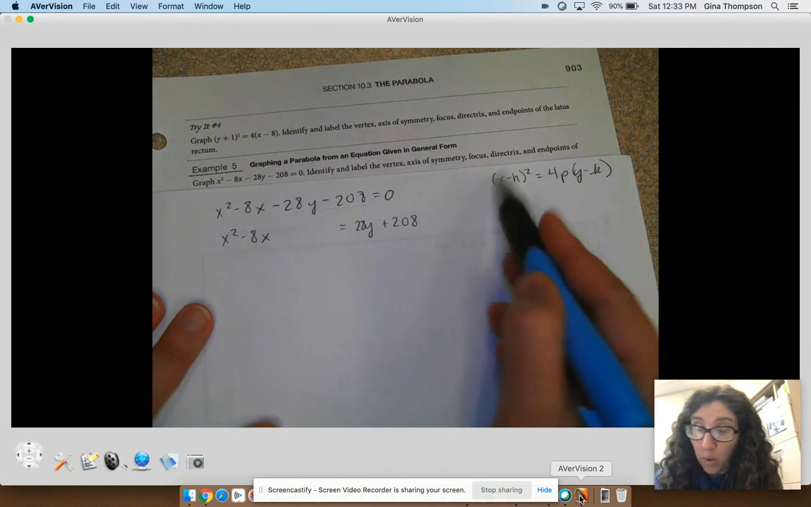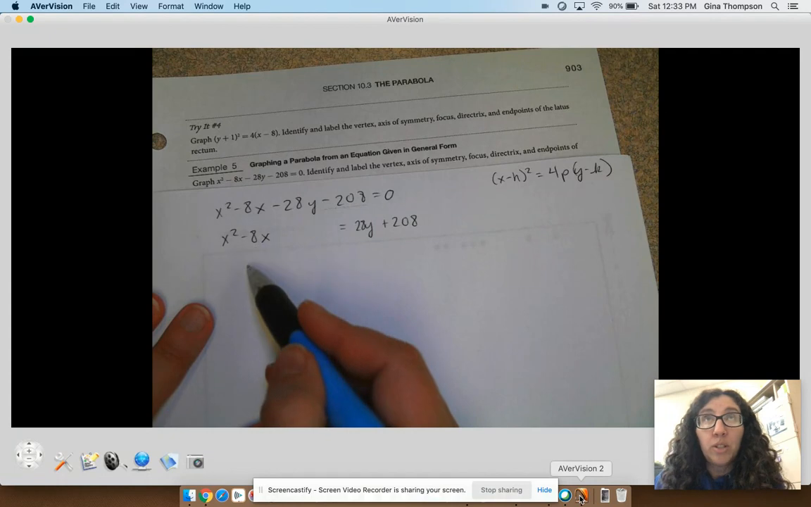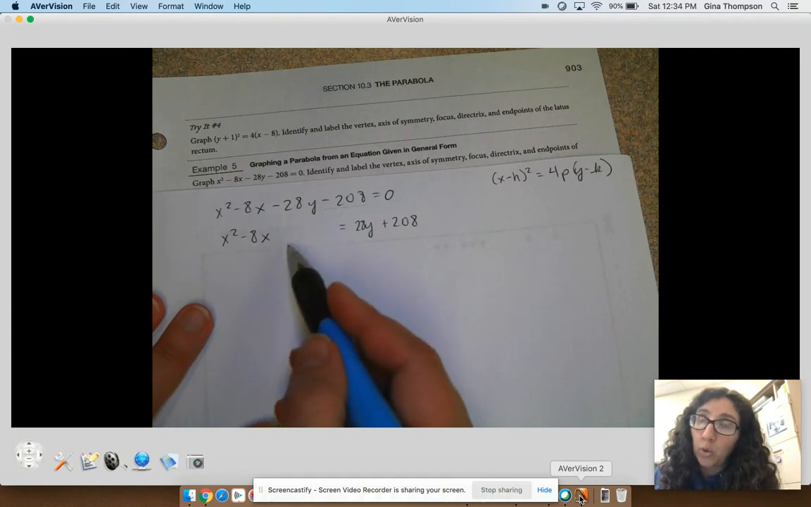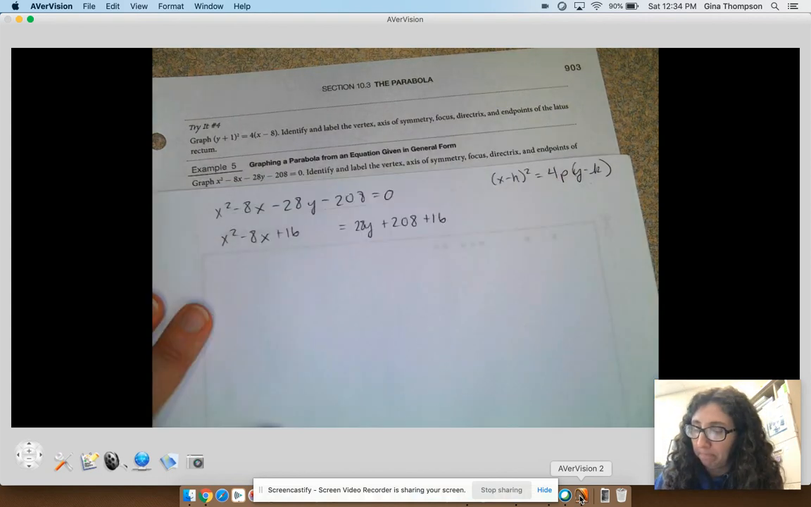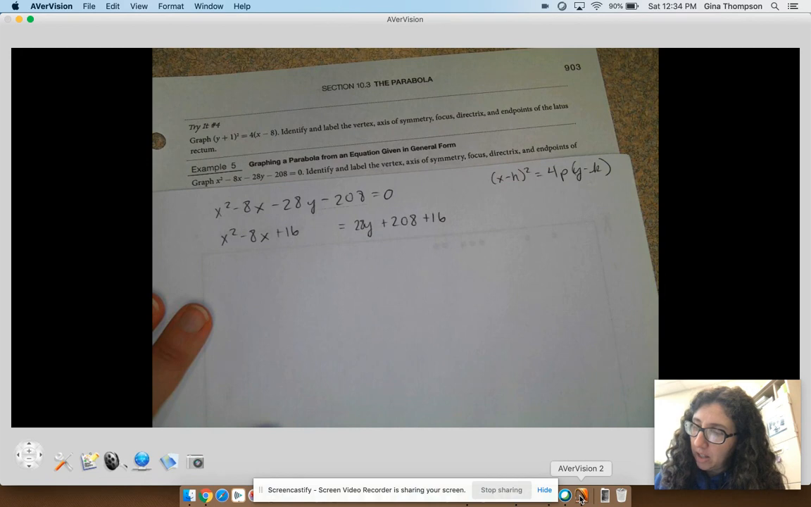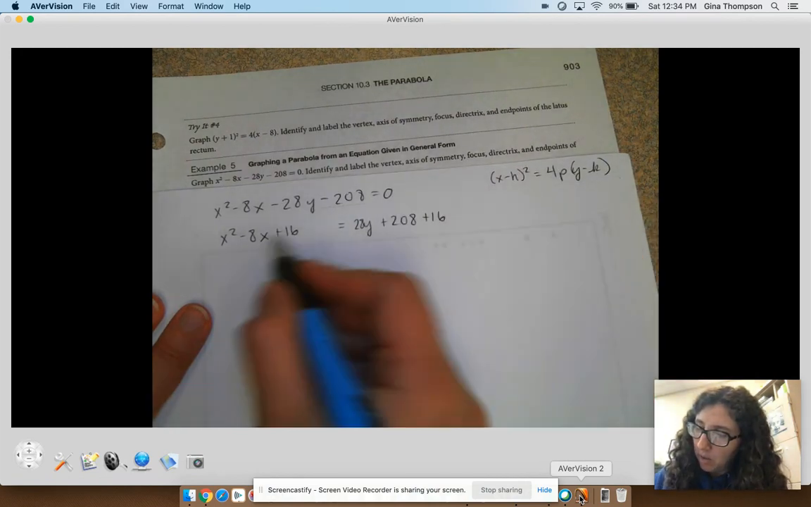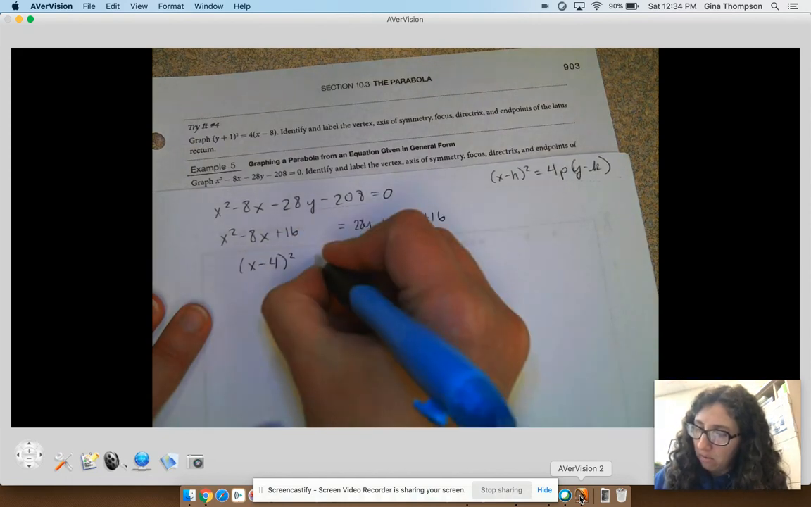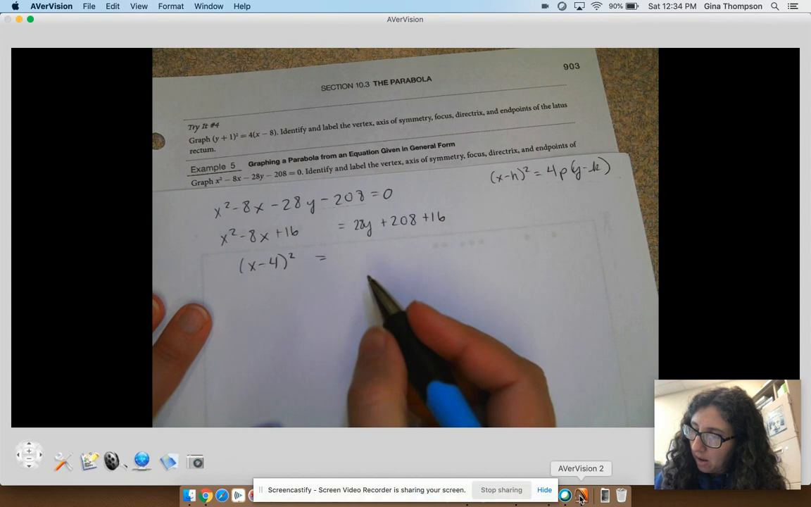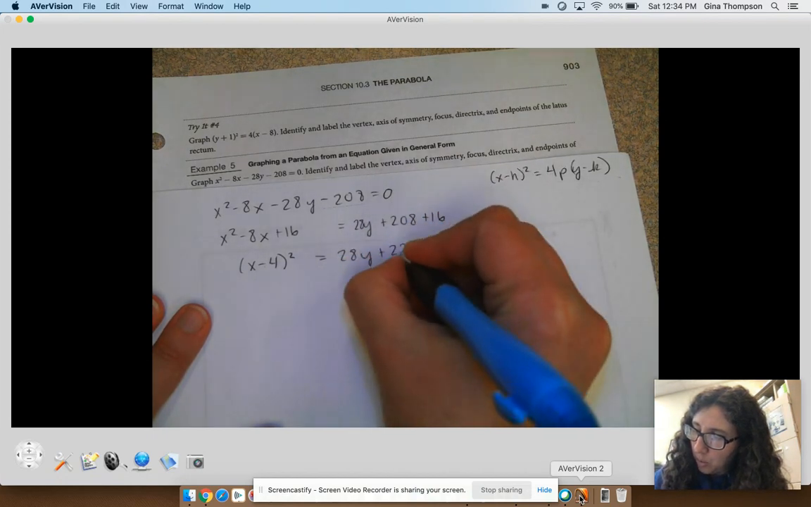And we just have to complete one square, right? Only one of our terms is squared. So we're just going to complete the x term here. So negative 8 divided by 2 is negative 4. Squared is going to be 16. So we add 16 to both sides. All right. So we're working towards this. So this side, we can write as a perfect square. x minus 4 squared. That looks good. Let's write this 28y plus 224.